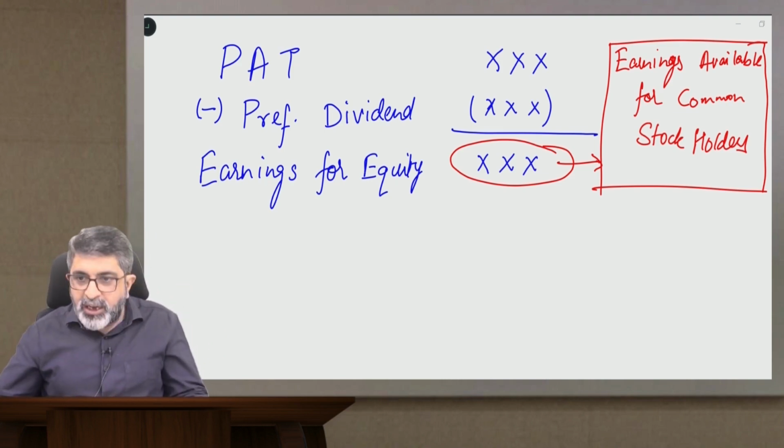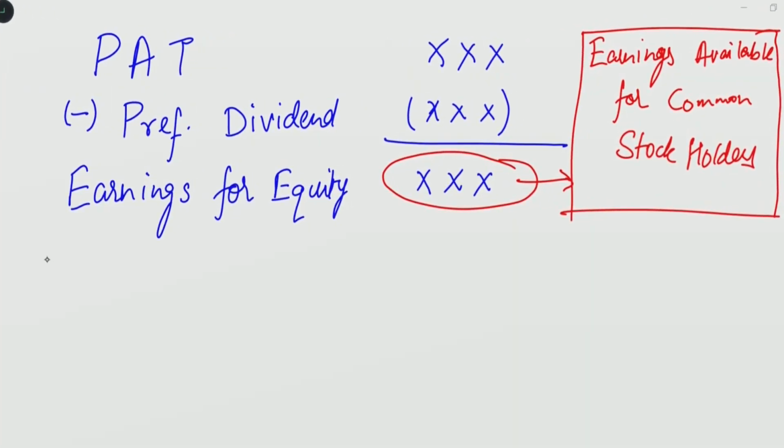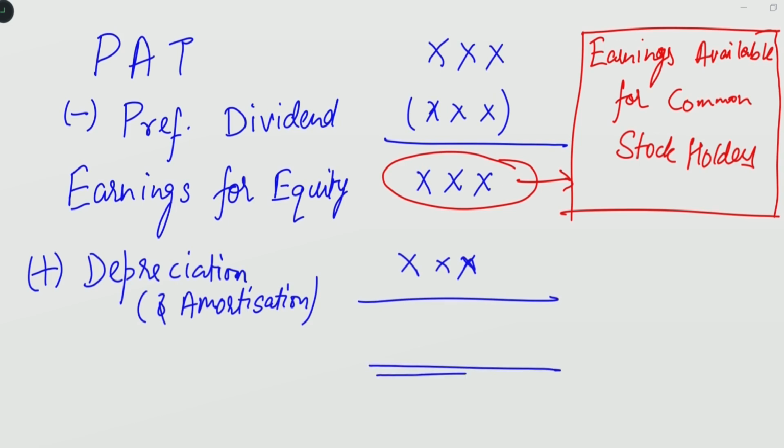So continue to write further below this. On this we add back depreciation, which includes amortization as well. So if you want, you can write and amortization. You add this, and after adding this, what you get is FCFE, free cash flow to equity.